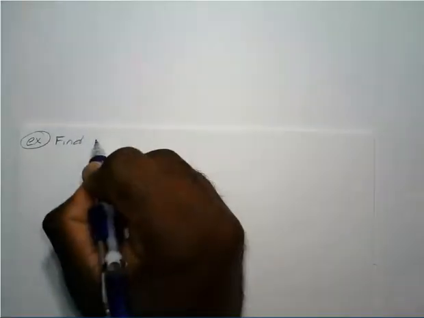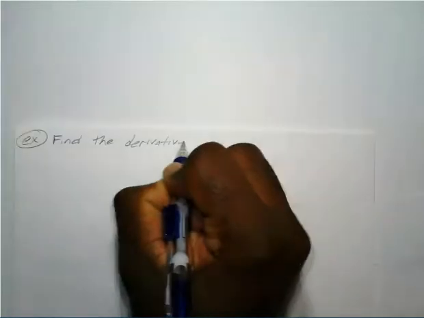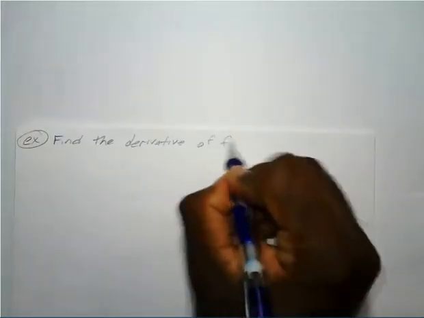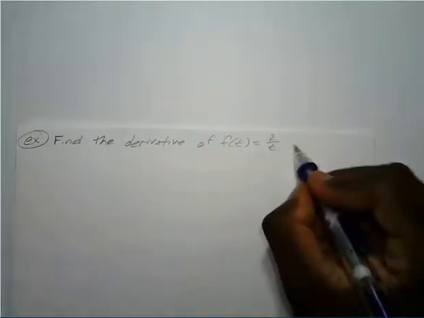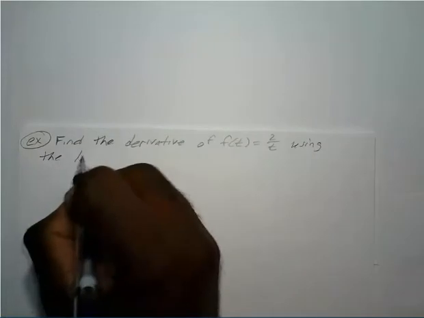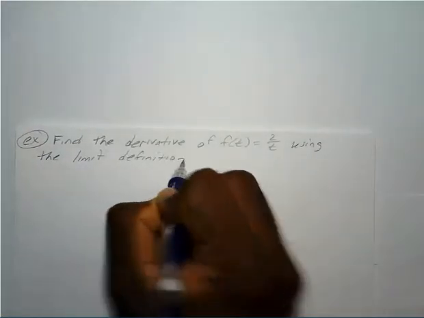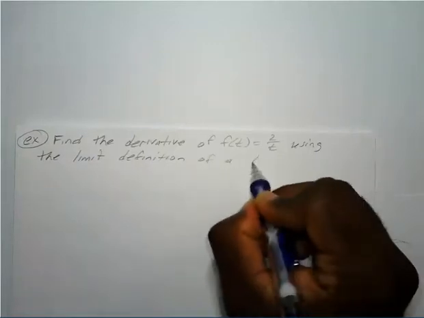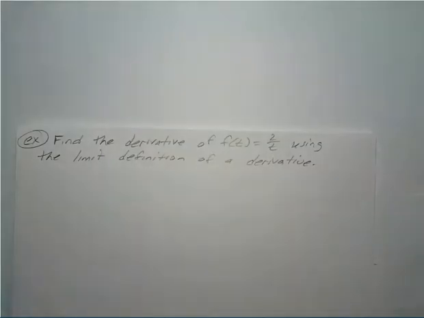Okay, so find the derivative of f of t equals 2 over t using the limit definition of a derivative. So this time we're just finding the derivative. We're not plugging in any values.